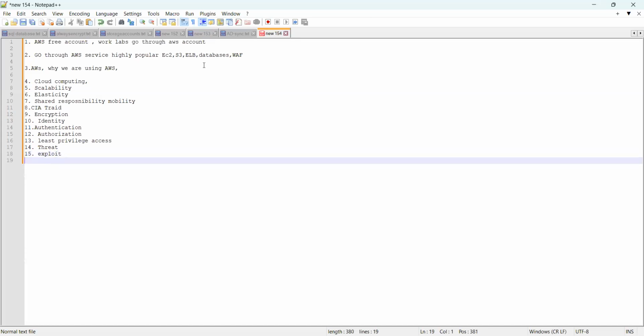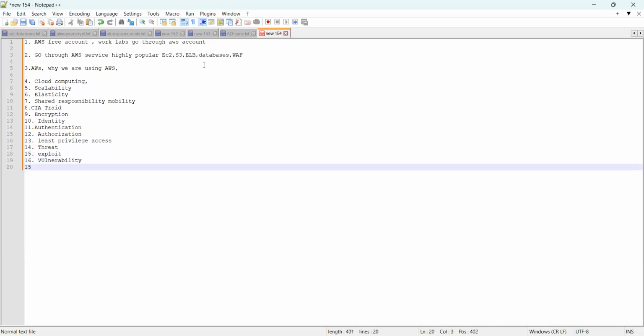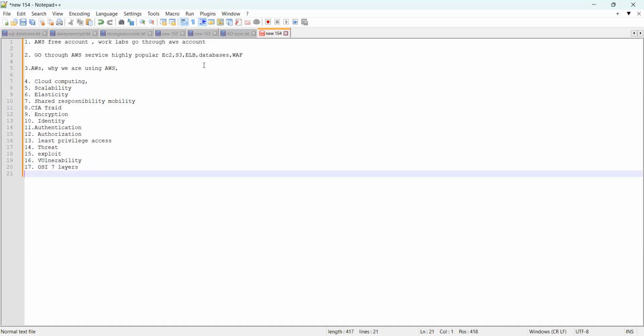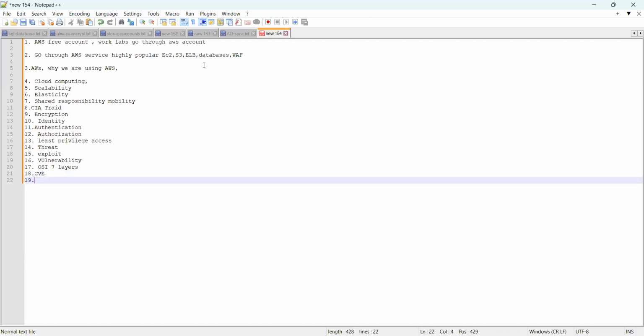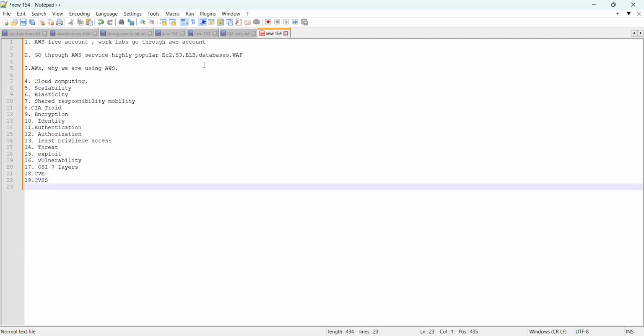What is a vulnerability? What are the OSI 7 layers? What is CVE? What is CVSS? These are some basic keywords that will be helpful for you.